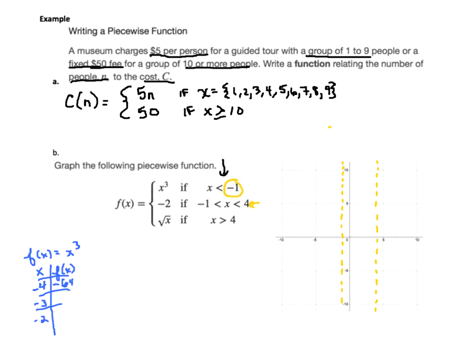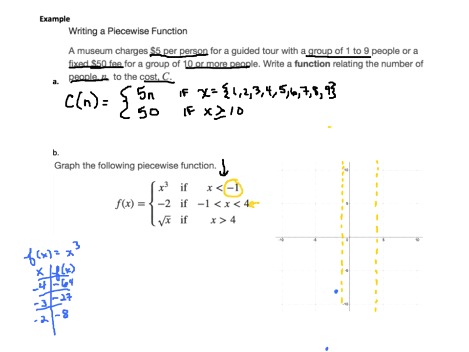It's off the graph. -3 times -3 times -3 is -27. And -2 times -2 times -2 is -8. That's the only one that actually shows up on the graph. So -2, -8 lives about right here. -3, -27 lives way down here. It's already off the graph.